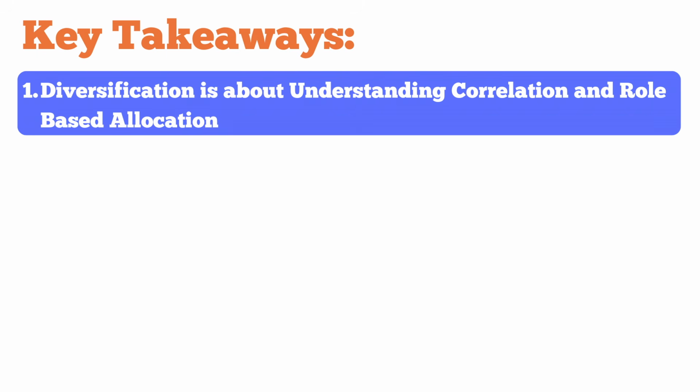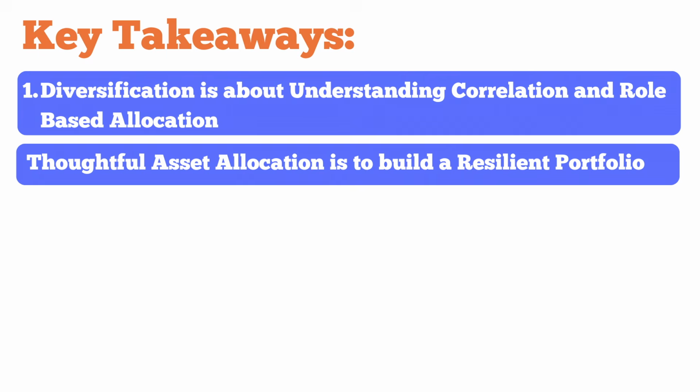Let me summarize what we've covered today. First, diversification isn't about having mutual funds from different fund houses. It's about understanding correlation and role based asset allocation. The goal of thoughtful asset allocation is to build a more resilient portfolio that helps you stay invested during market volatility and through different market conditions.